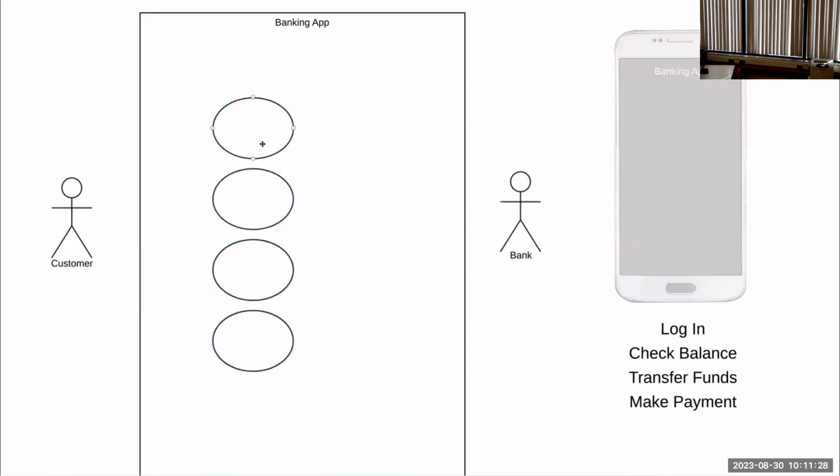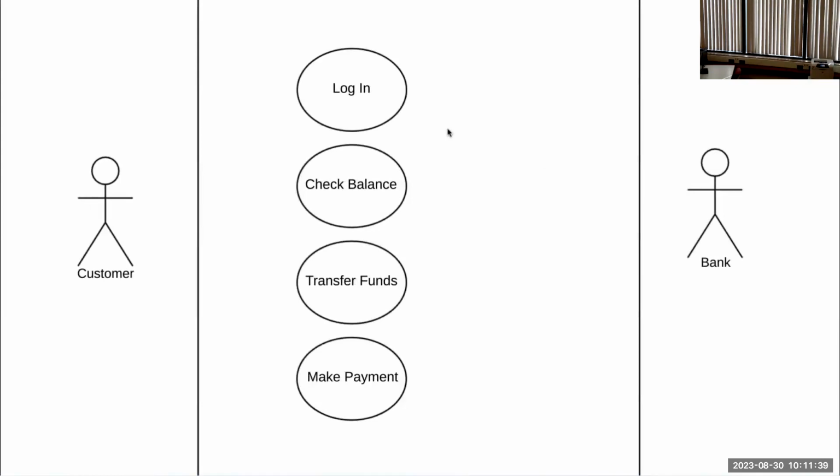We'll have a use case called login, another called check balance, another called transfer funds, and finally, make payment. You can see that each of these use cases starts with a verb and reinforces an action that takes place. We also want them to be sufficiently descriptive. If this use case just said transfer, that'd be too vague. Finally, it's good practice to put your use cases in a logical order when possible. That's why we put login at the top. That's the first thing that will happen when a customer uses our banking app.